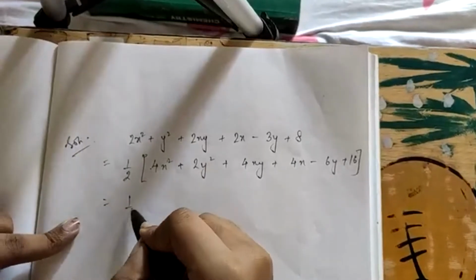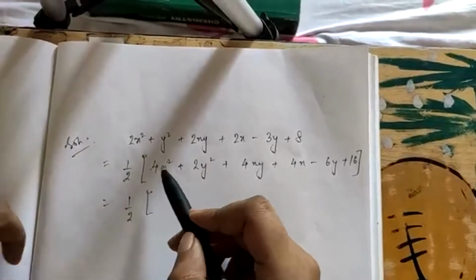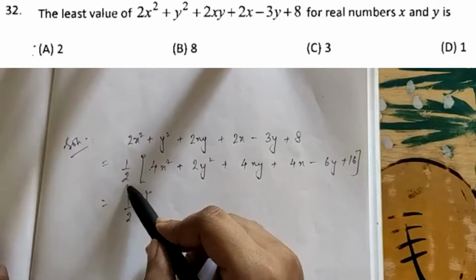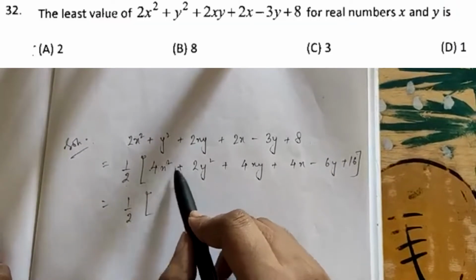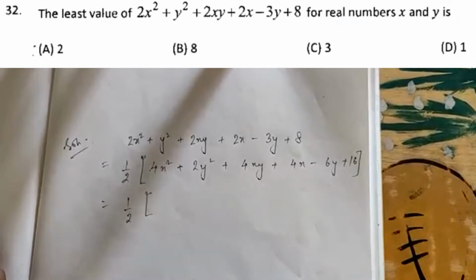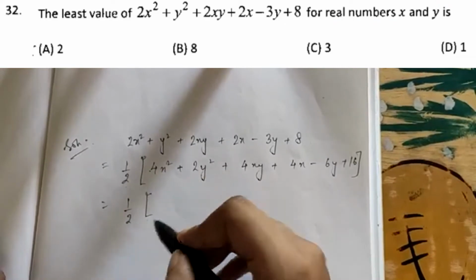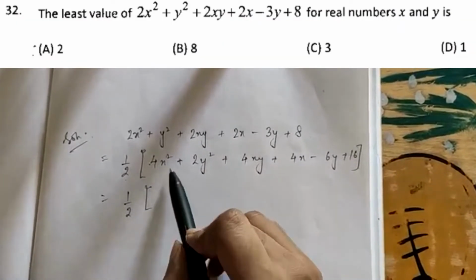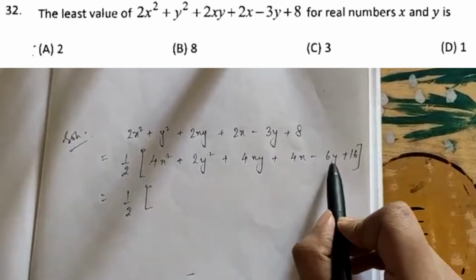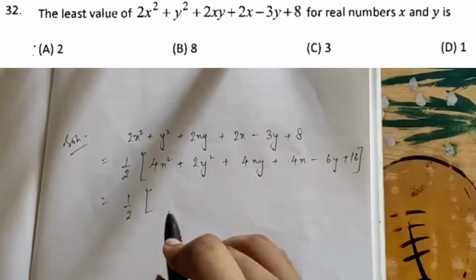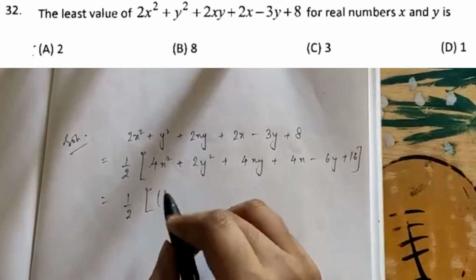Here half into... I deliberately did this: I multiplied by half, and also multiplied everything inside the bracket by 2, and multiplied half outside. Okay, so that means half into 2, that is 1. Okay, so here 2y square minus 6y, I can take it as 8y. Okay, let me do it.